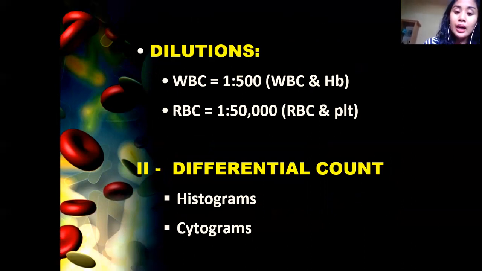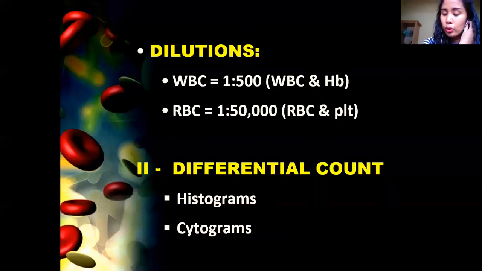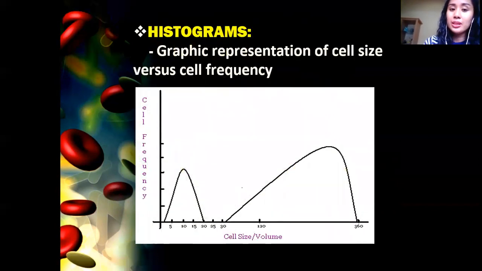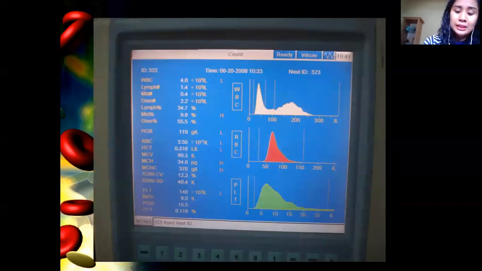Class, they use differential counts by depicting them through histograms and cytograms. I'll discuss this one. Histograms are the graphs on the machine. They show you curvatures depending on the cell volume. Where there is a curve, that is where the cell volume is high. Tingnan natin, parang ganyan, no?